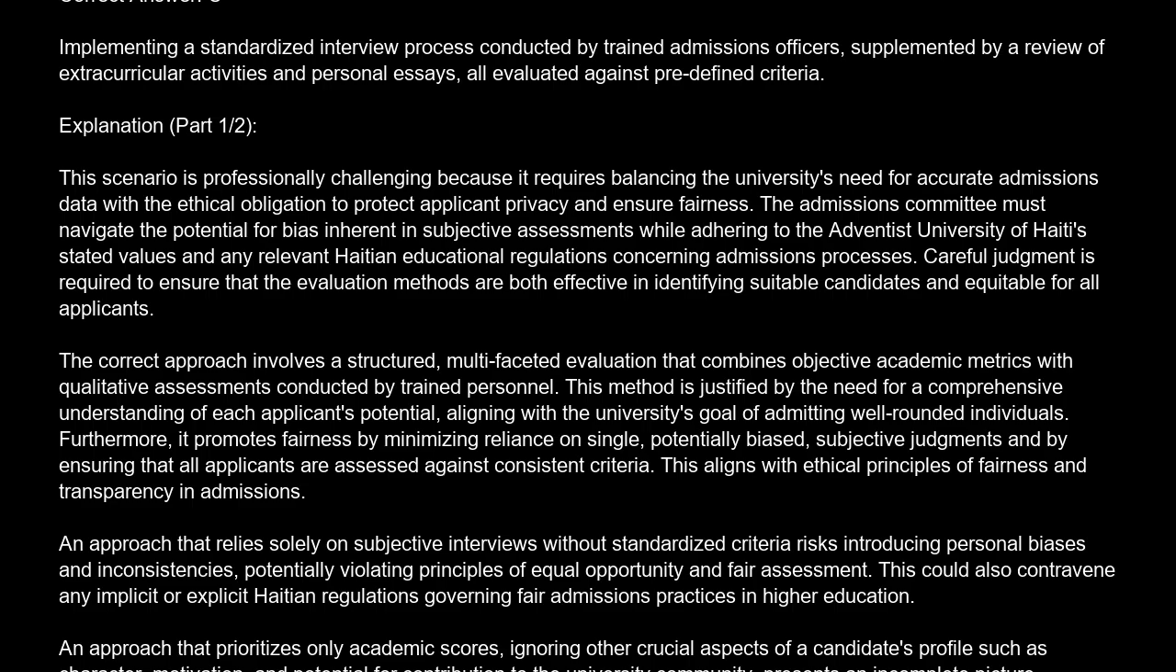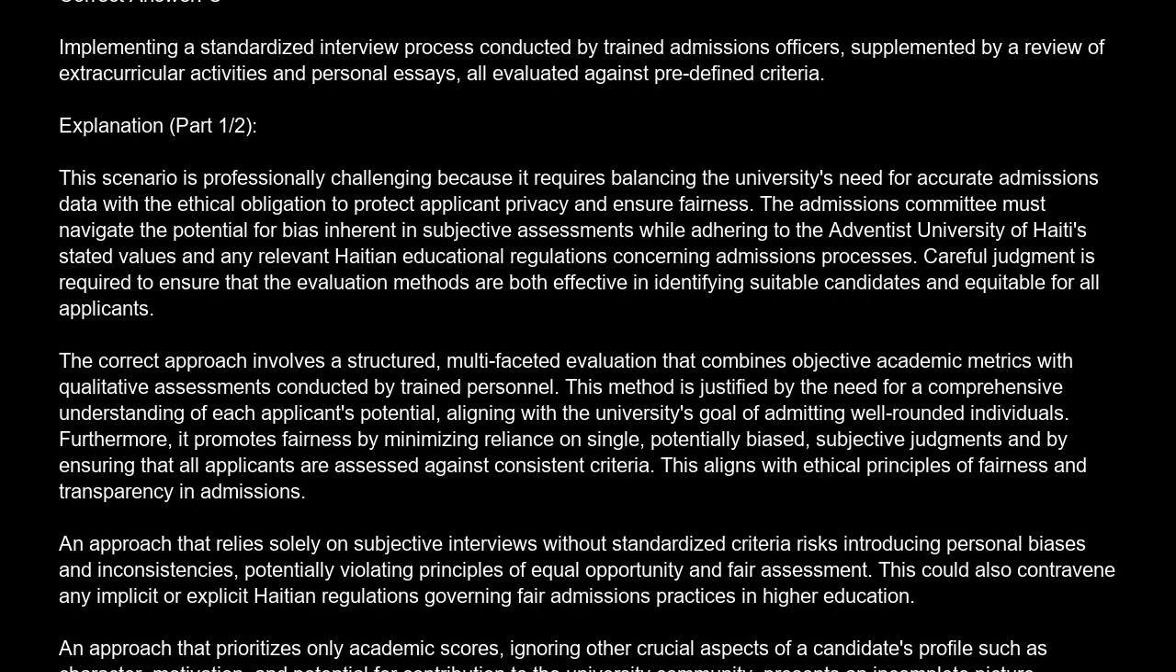This aligns with ethical principles of fairness and transparency in admissions. An approach that relies solely on subjective interviews without standardized criteria risks introducing personal biases and inconsistencies, potentially violating principles of equal opportunity and fair assessment. This could also contravene any implicit or explicit Haitian regulations governing fair admissions practices in higher education.